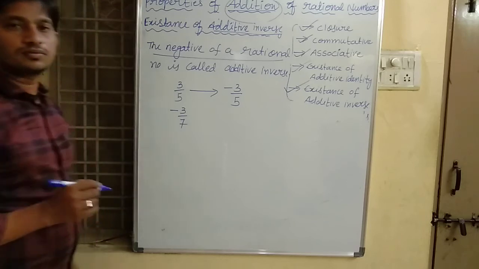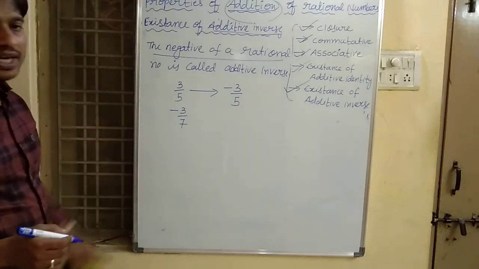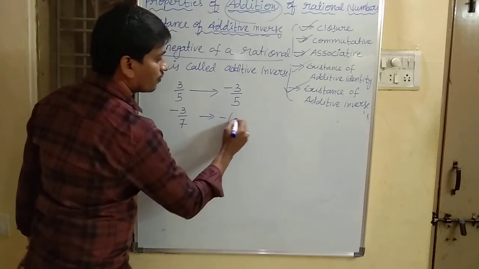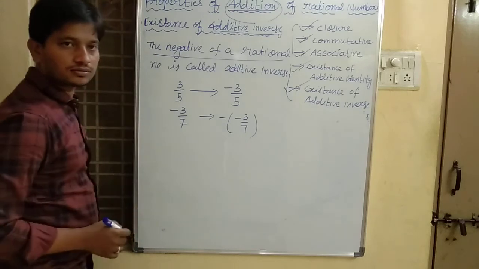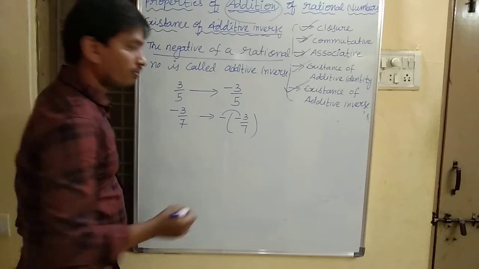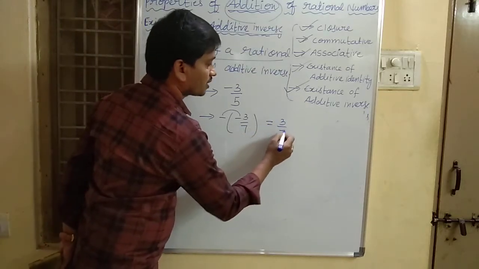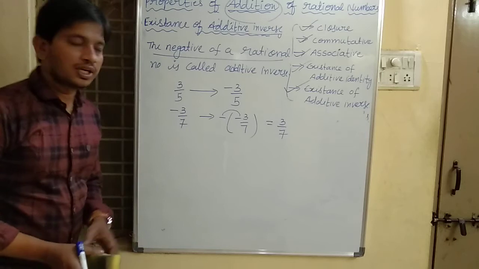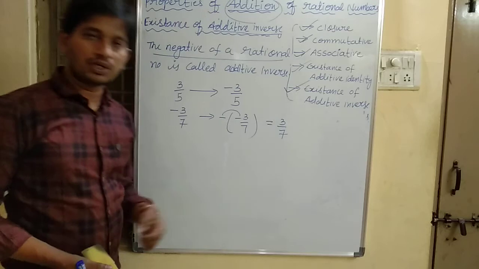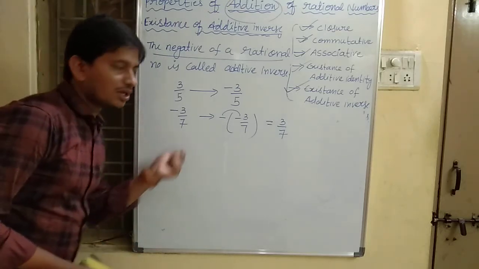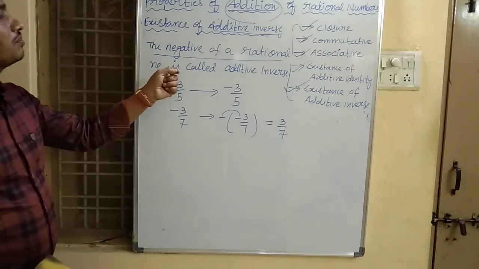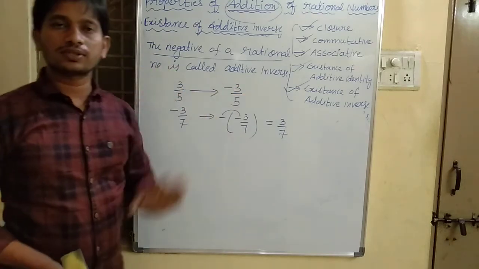Suppose minus 3 by 7. What is the additive inverse of minus 3 by 7? Negative of the given rational number. Negative means minus of minus 3 by 7. So here minus into minus, which is equal to plus 3 by 7. Simply, if it is a positive rational number, then we have to write a negative rational number. If it is a negative rational number, then we have to write a positive rational number. The negative of a rational number is called additive inverse.